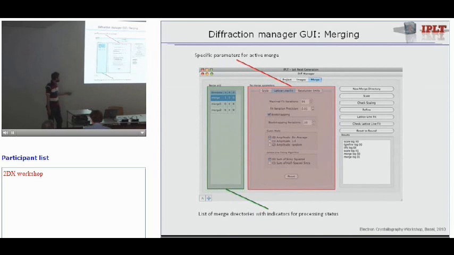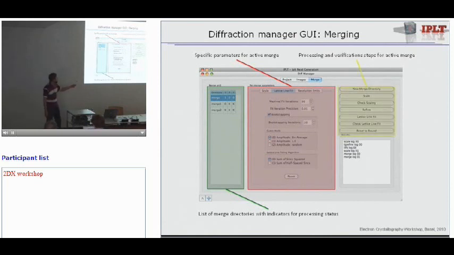Here in the center, you have a very similar panel to what you have on the project and diffraction pattern page, where you can set specific parameters just for the active merge. So if you want to set it for all the merges as default parameters, you can do it on the project page. If you want to set it just for that one merge you're now working on, you can set it here.